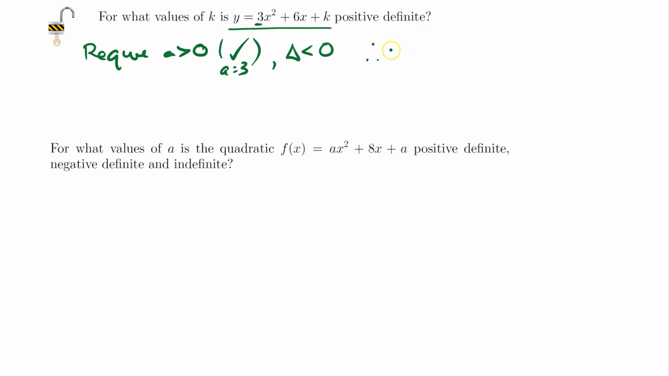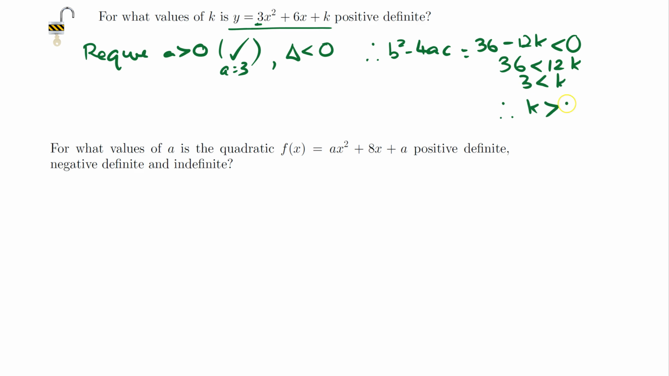And then the discriminant is b squared minus 4ac, which is 6 squared is 36 minus 4 by 3 by k, so that's 12k. That has to be less than 0. So that means that we want 36 to be less than 12k, which gives us 3 less than k, therefore k greater than 3. And that's our solution. As long as k is bigger than 3, this parabola will be positive definite. It won't have any roots.